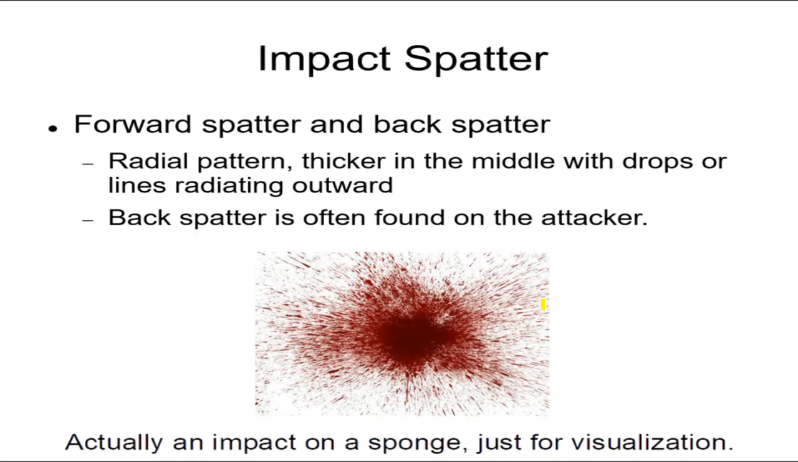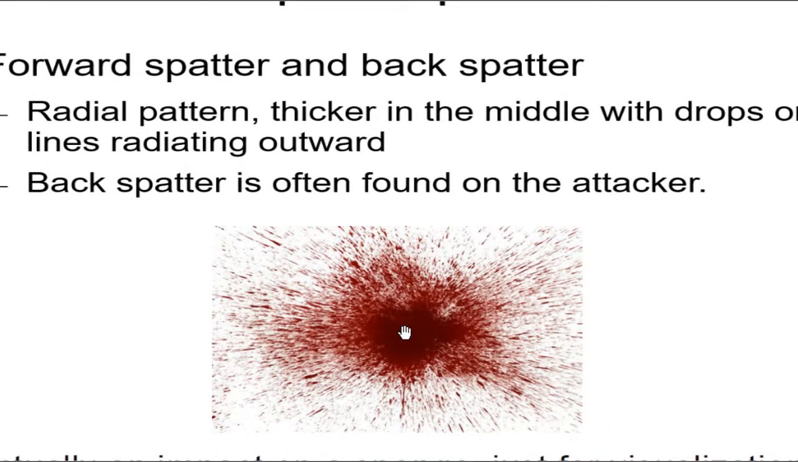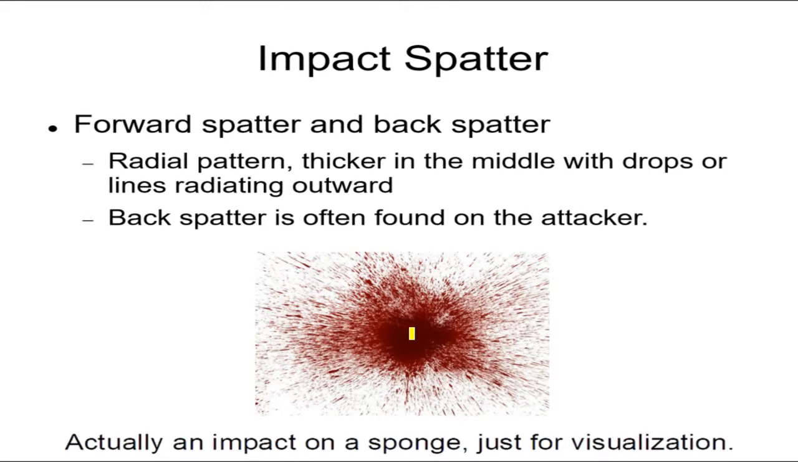Often you find this in gunshot wounds. So anyway, there's forward spatter that goes away from the attacker, and back spatter that actually gets back in the direction of the attacker. These impact spatters are usually in a radial pattern, as you can see. You start from the middle, and it goes outward, and it spreads outward. Notice that you can see how these are elongated. That tells us that there was an angle.